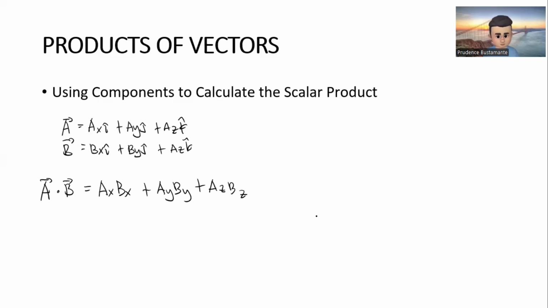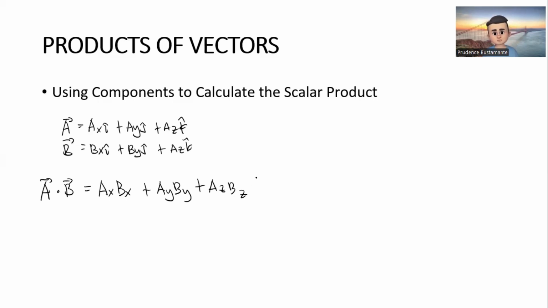You can find the derivation of these equations in the book. I will not derive it here, but I trust that you will read the book and practice how we came to this formula, where the scalar product of the vectors is just the sum of the products of their respective components.